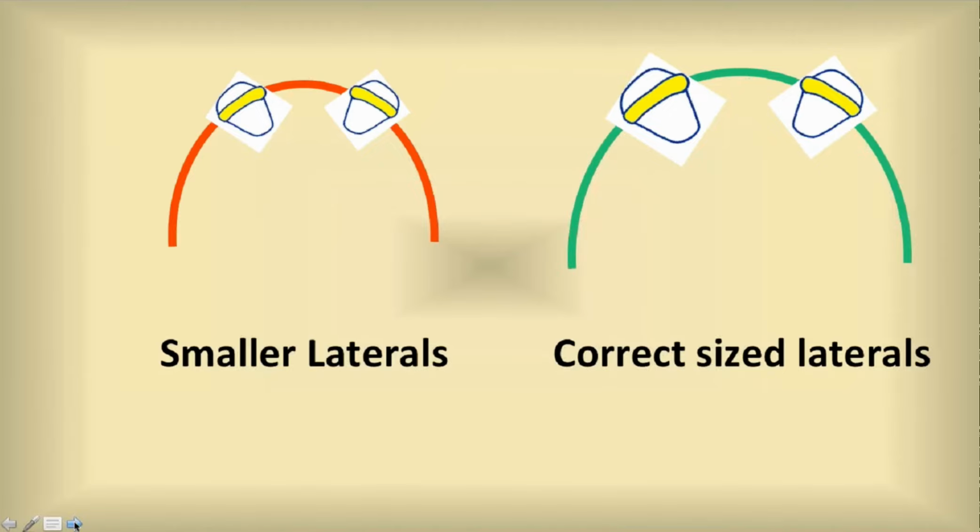This shows the comparison between a smaller arch with smaller laterals and a larger arch with larger laterals. If the laterals are smaller than they're supposed to be, then you should make them the proper size rather than closing the arch. Otherwise, you do a great disservice to the patient. Now, the patient doesn't understand all of this, of course, and so you're going to have to be explaining it to them to let them know that those are too small.